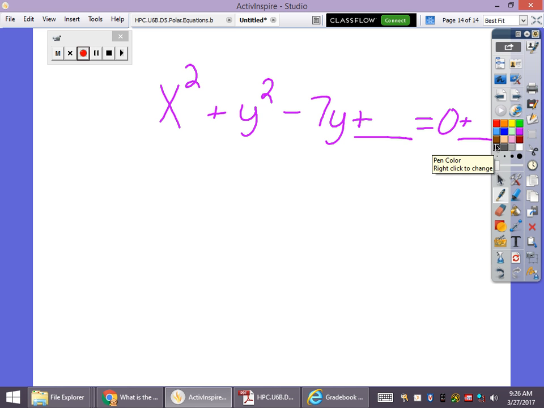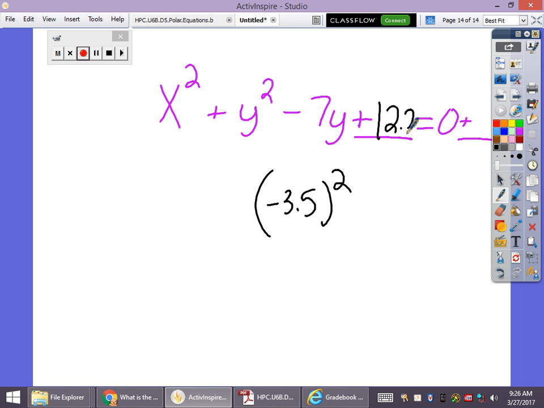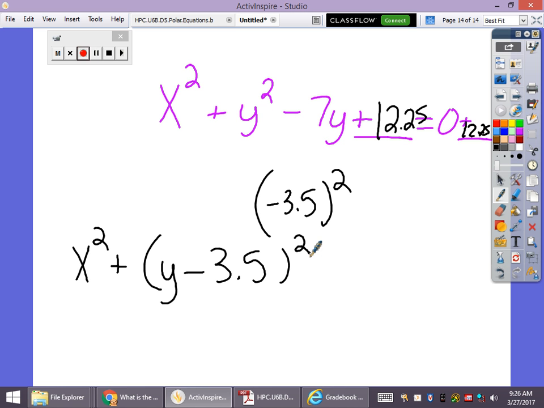Okay? So this is going to, oh, this is an ugly one. All right. This is going to be negative 3.5 squared, which is 12.25. Okay? So my answer is x squared plus (y minus 3.5) squared equals 12.25. Problem done.